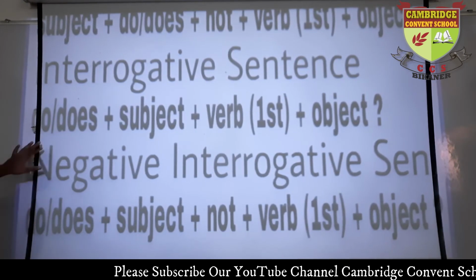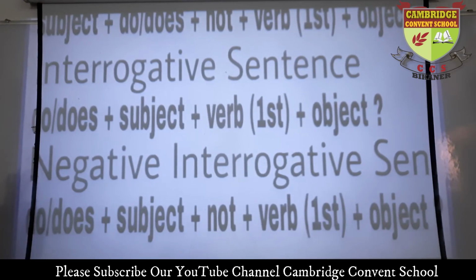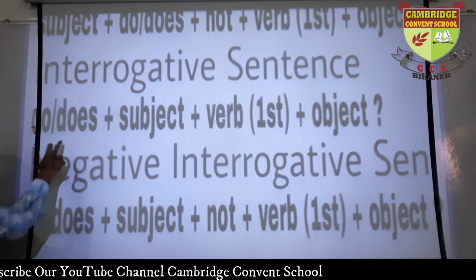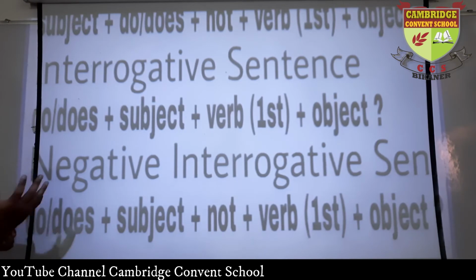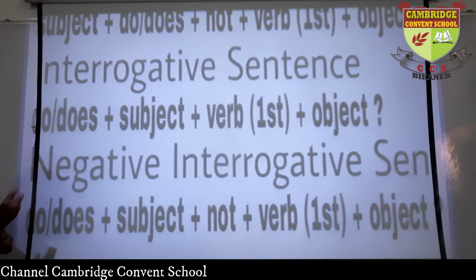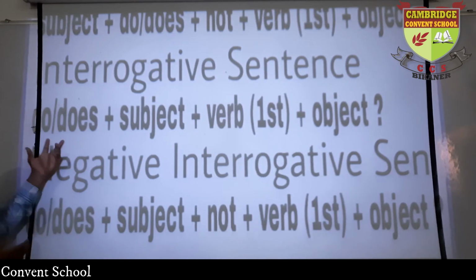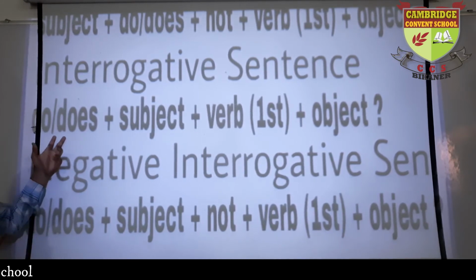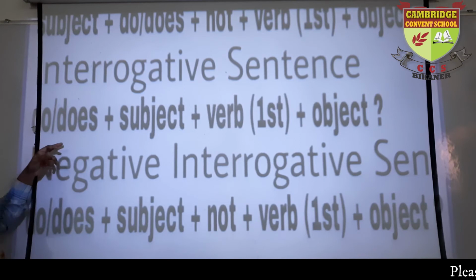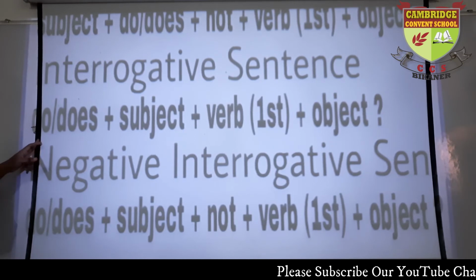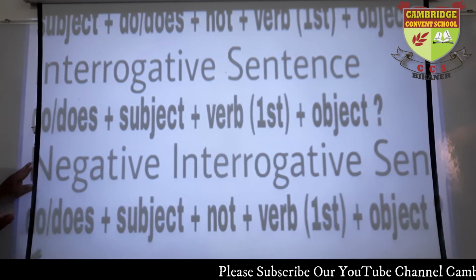Interrogative sentences. For interrogative sentences, the construction is do or does. We put the helping verb first, at the start of the sentence, do or does as necessary. It depends on the pronoun or the subject. When it is singular, it starts with does, and when it is plural, it starts with do. We will discuss it some time later.